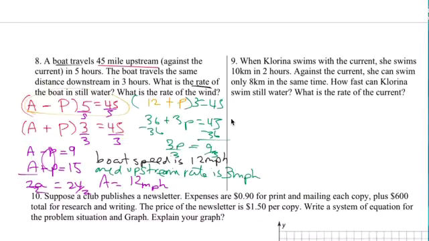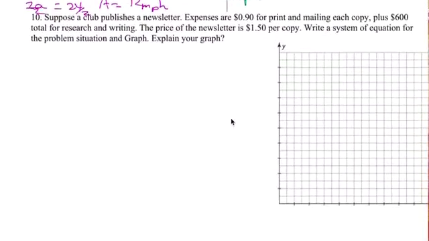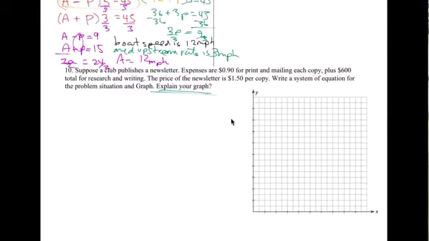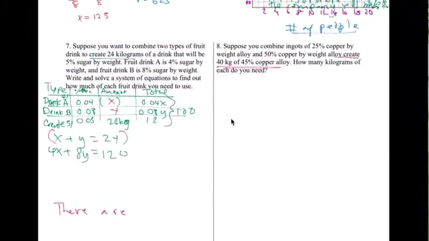Try this one on your own. This is similar to that with the current and against the current. Against is minus, okay? And then try this one, graph. Make sure you explain the graph. That's all going to be on your test. This mixture problem is going to be on your test. Make sure you know how to do it.